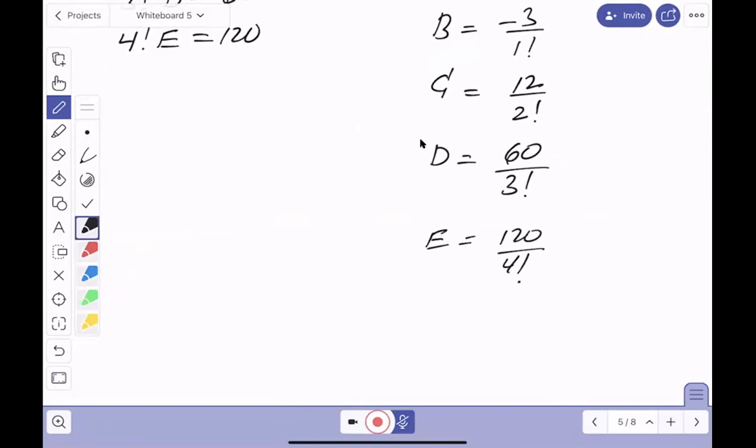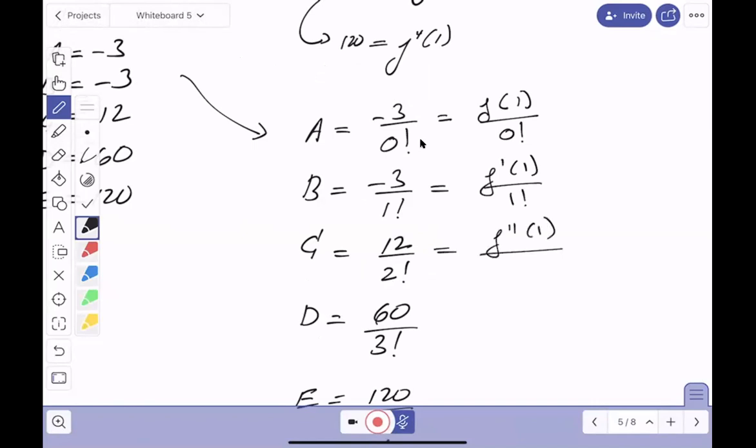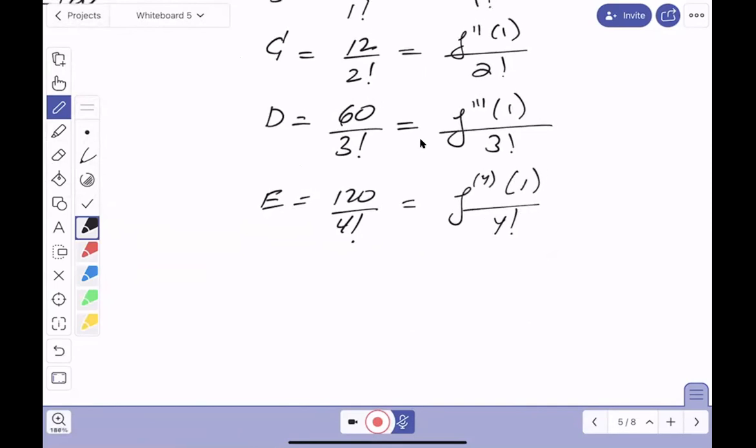All right. Now I'm going to communicate to you what these things are to me, looking at them. This is going to be f evaluated at 1 over 0 factorial. This is going to be f prime evaluated at 1 over 1 factorial. This is going to be f double prime evaluated at 1 over 2 factorial. This is f triple prime evaluated at 1 over 3 factorial. They have a very nice pattern to it, which is going to be f4, the fourth derivative at 1, over 4 factorial.